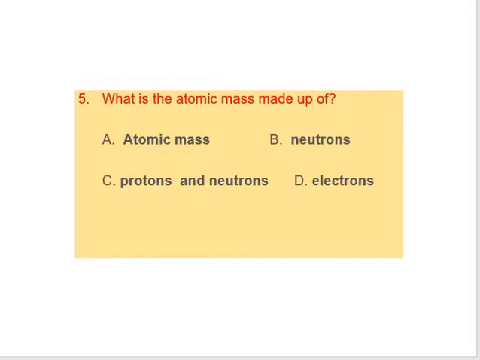Number 5. What forms the atomic mass? Is it made up of neutrons? Is it made up of protons and neutrons? Or is it made up of only electrons? A, B, C, or D?